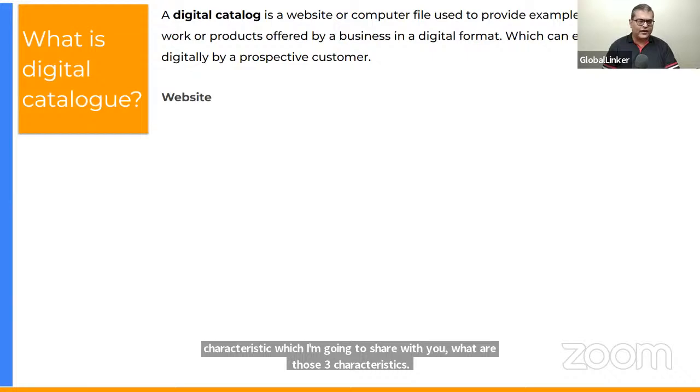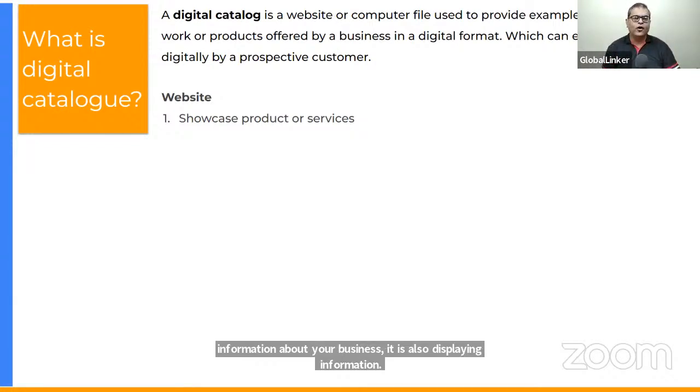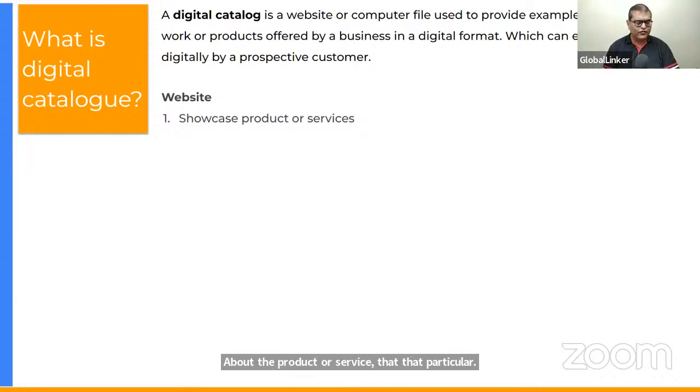So let's understand that. The first one is it can showcase product or service. So if you are a manufacturer of a particular product or you are trading in a particular product, then in addition to sharing information about your business on the internet, it is also displaying information about the product or service that that particular organization is offering. So that is the first characteristic.